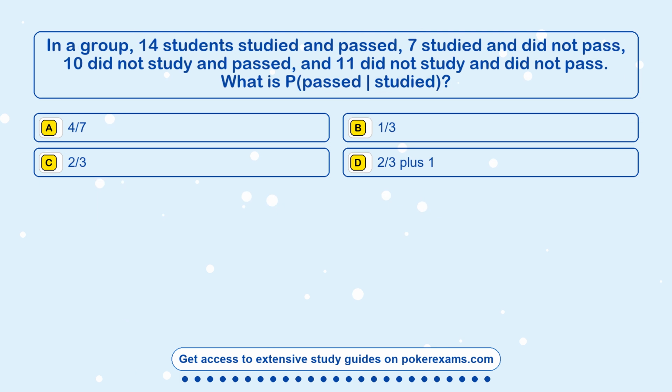Question 23. In a group, 14 students studied and passed, 7 studied and did not pass, 10 did not study and passed, and 11 did not study and did not pass. What is P(passed | studied)? Option A 4/7. Option B 1/3. Option C 2/3. Option D 2/3 plus 1.